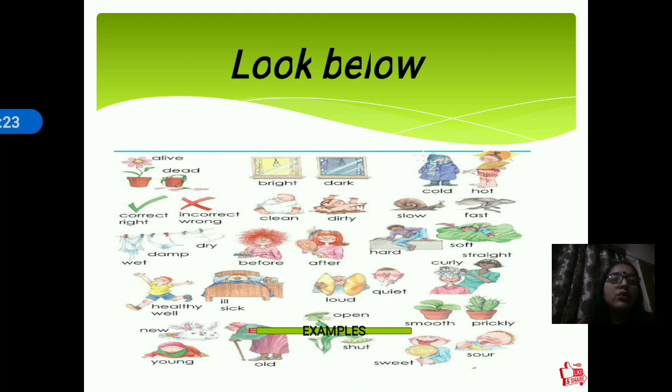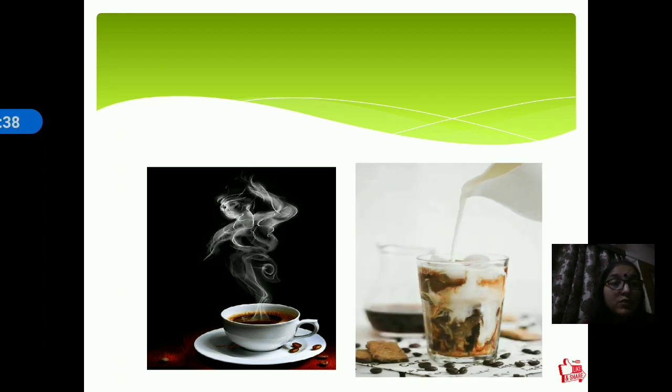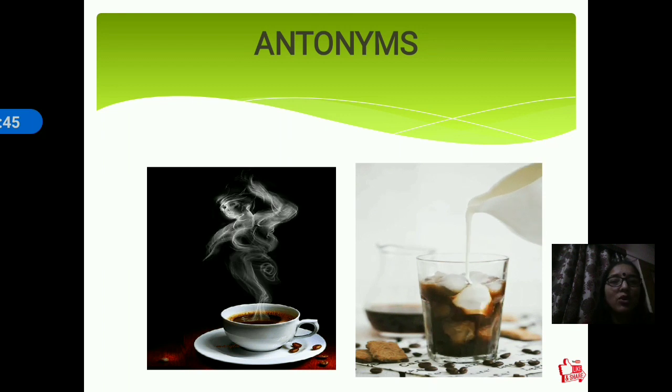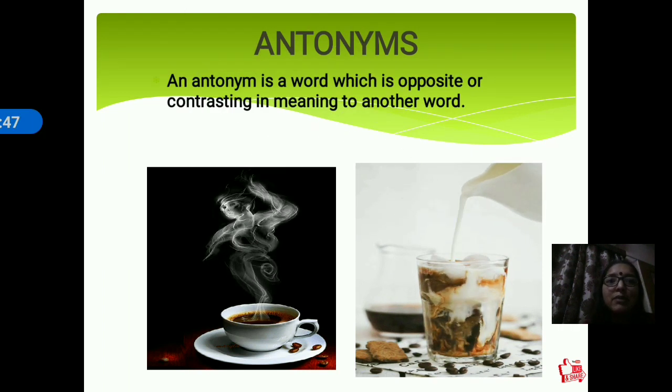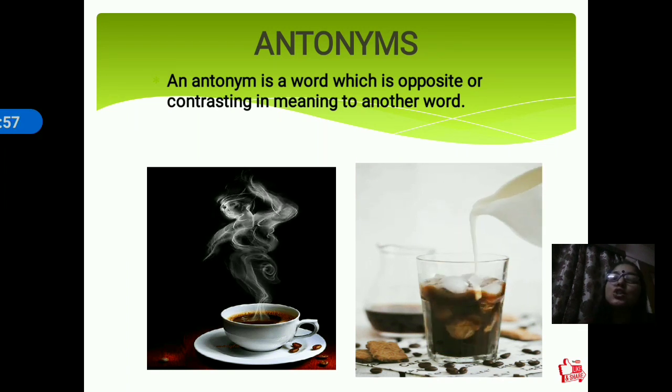So these are the few examples, children, which you have seen, and I really believe you have understood the topic. Now again, you see this picture, a hot cup of coffee and then a cold drink with ice cubes floating on it. Okay, totally opposite of one another by nature. So that's why you call them antonyms. They're anti by nature, totally different or opposite by nature. So this is the definition. An antonym is a word which is opposite or contrasting in meaning to another word.